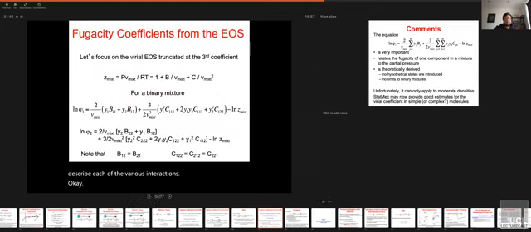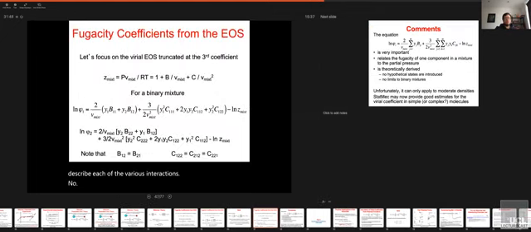Now, we've done it for a general mixture that contains many components. If you want, you can rewrite it for a binary mixture, and this is what the coefficient looks like. Symmetrically, this is written for component 1 in the mixture. Symmetrically, you can write it for the second component.